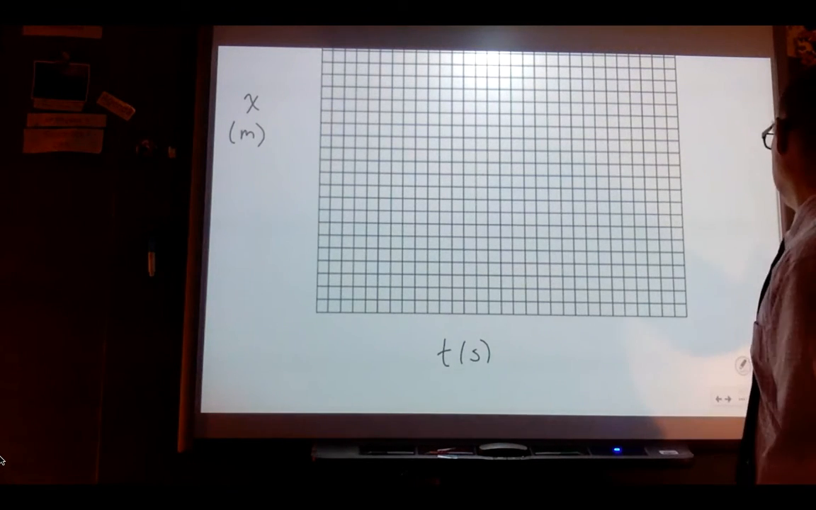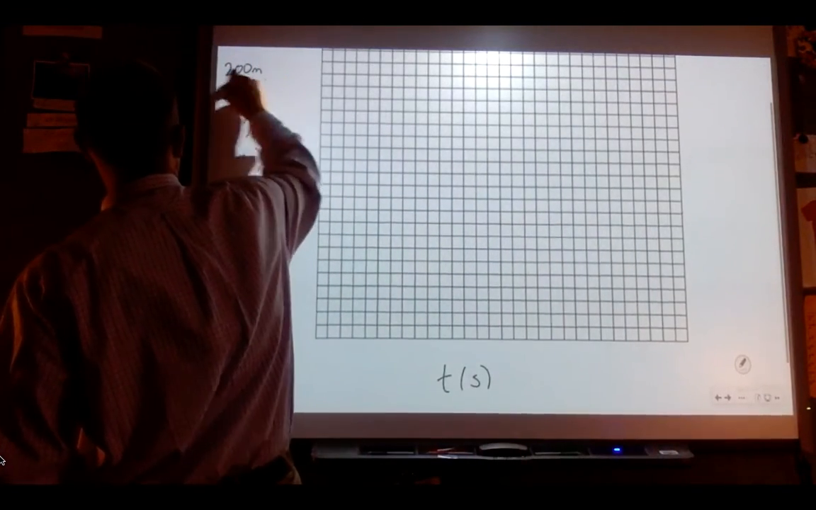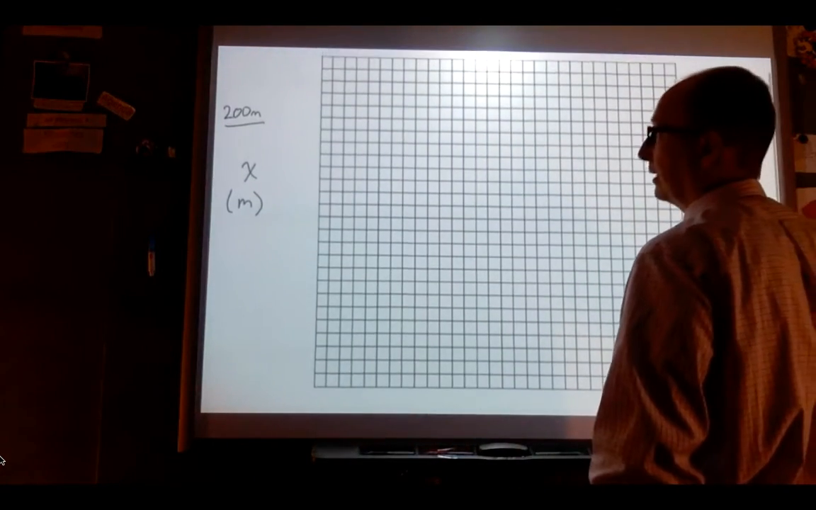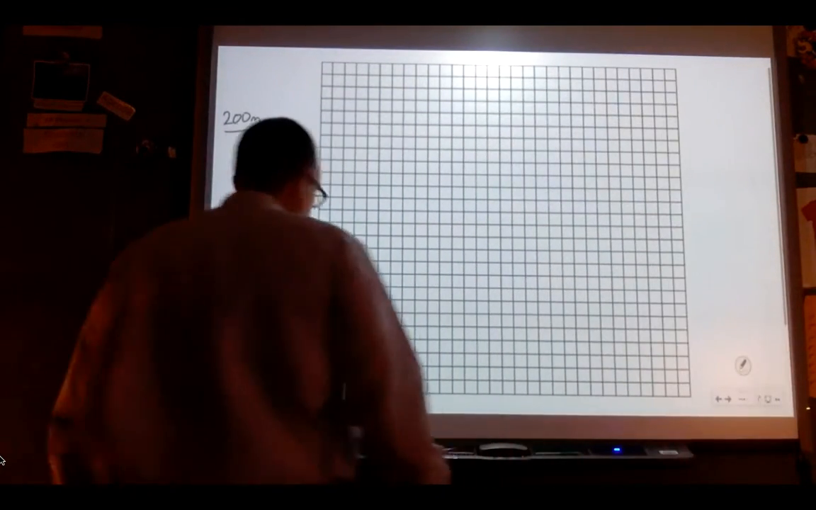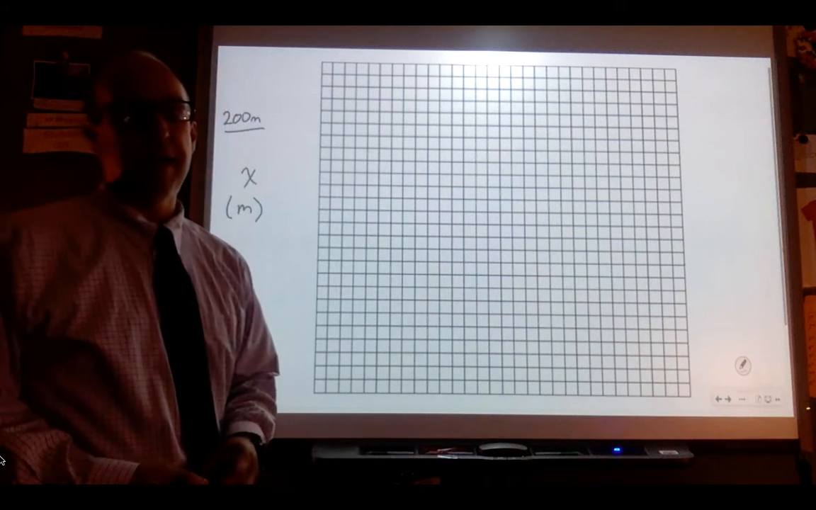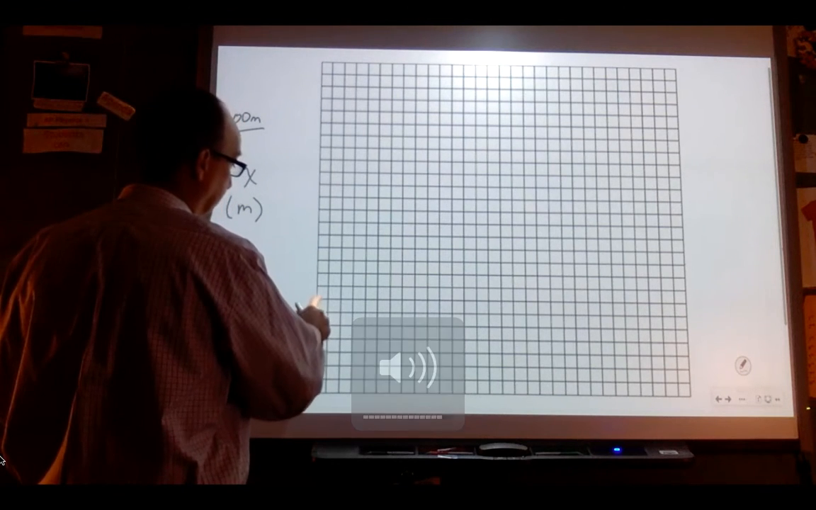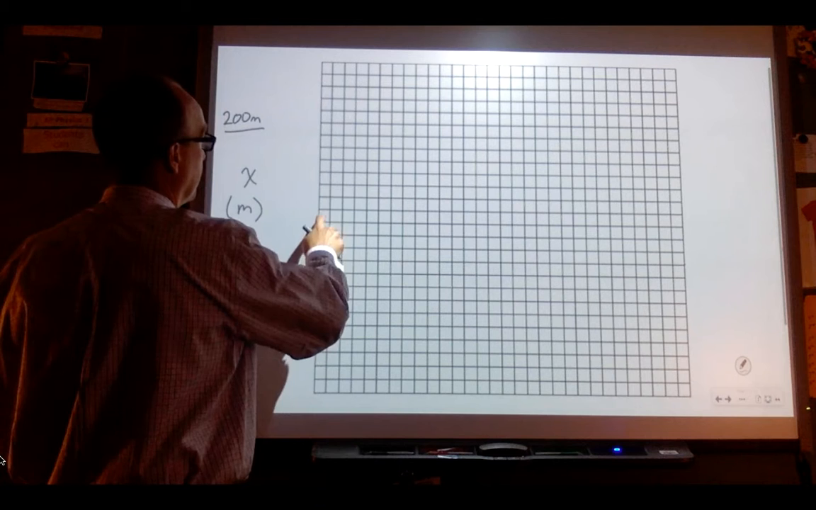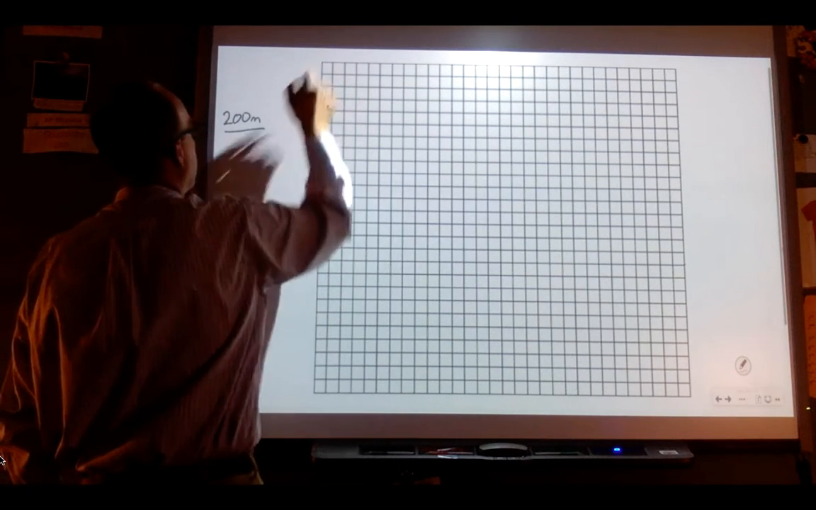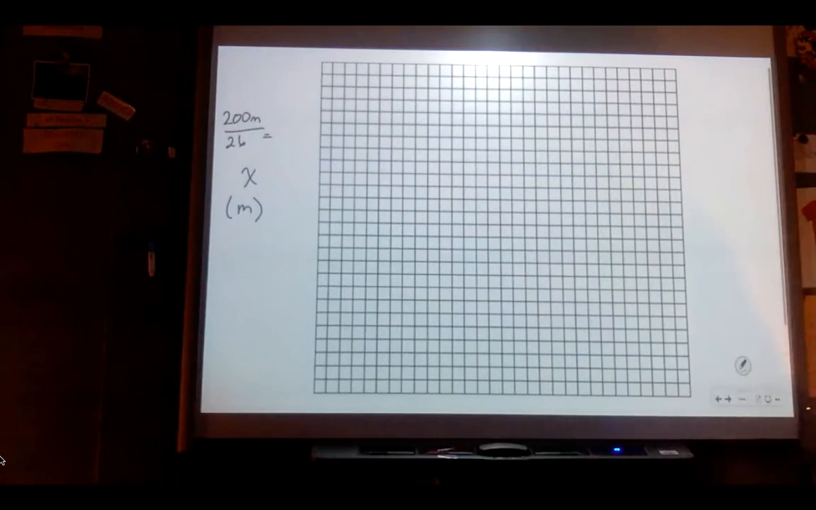In the y direction, my biggest value is 200 meters. I'm going to divide this by how many boxes I have vertically. So I'm going to count them out quickly. Again, graph paper I would give you would have them in divisions of increments of 5, so you can count easily. 1, 2, 3, 4, 5, 6, 7, 8, 9, 10, 11, 12, 13, 14, 15, 16, 17, 18, 19, 20, 1, 2, 3, 4, 5, 6. So I have 200 divided by 26.